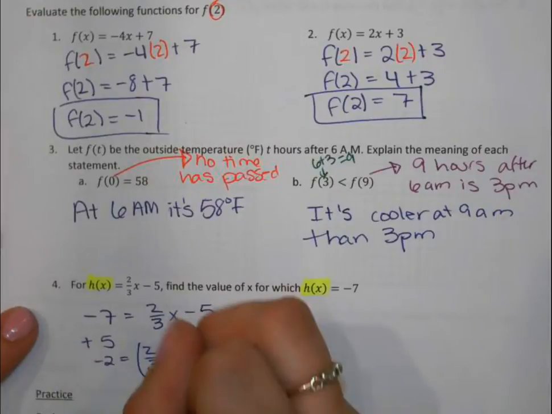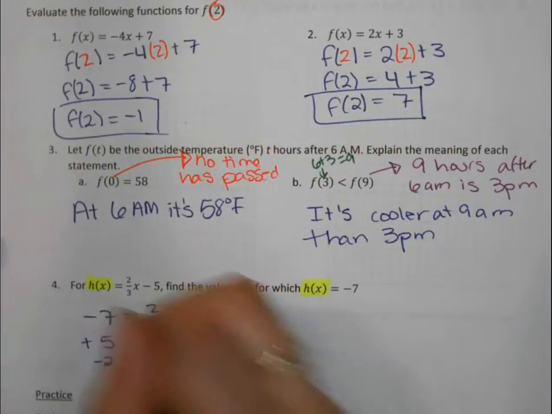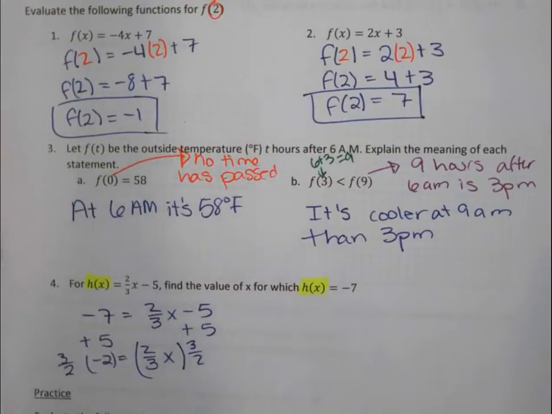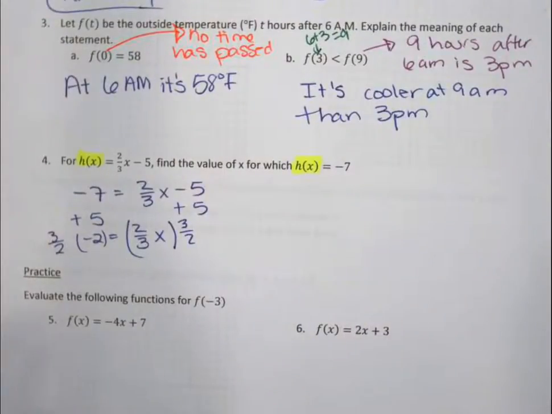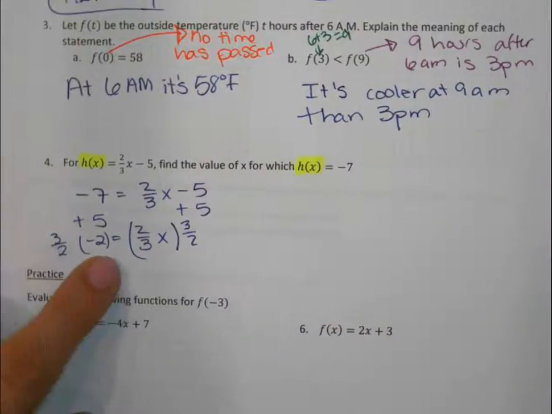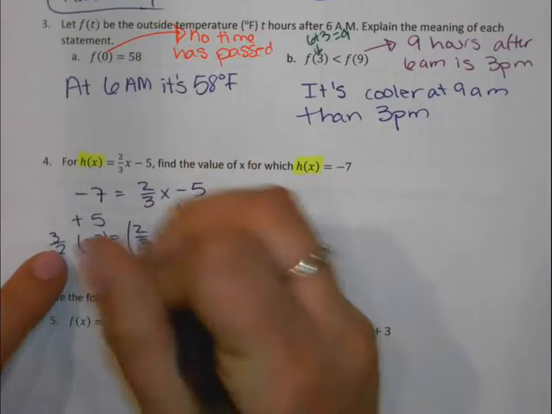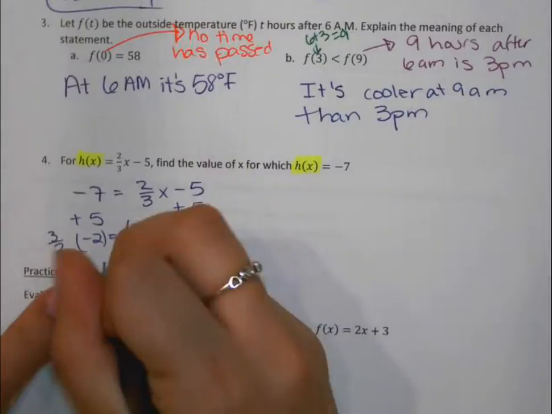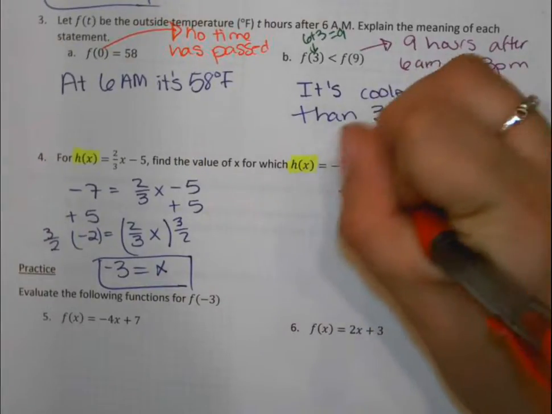Then to get rid of my fraction, I'm going to flip the fraction, so multiply by the inverse, which is 3 over 2. And I'm going to go ahead and multiply by 3 over 2 on both sides, because what I do to one side, I have to do to the other to keep the equation level. I have 3 times negative 2, which is negative 6, divided by 2 is negative 3. And then over on the right side, the fractions cancel out, and I'm left with that. So my answer for number 4 is x equals negative 3. Oh, and I forgot to write a note over here to set the two equations equal.